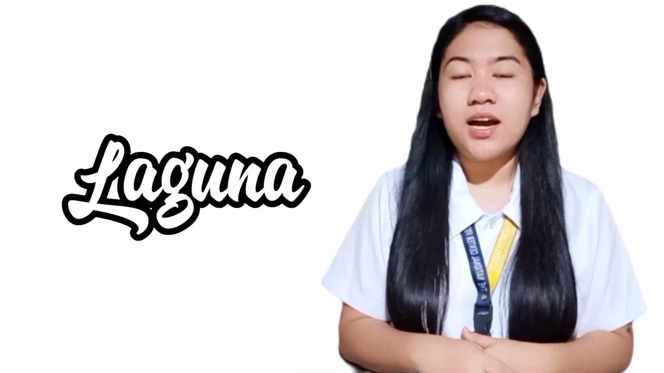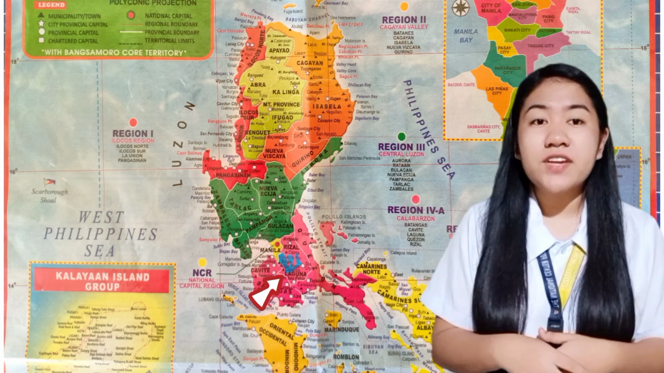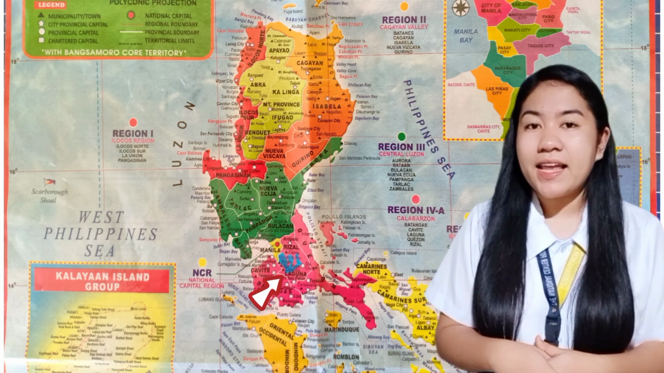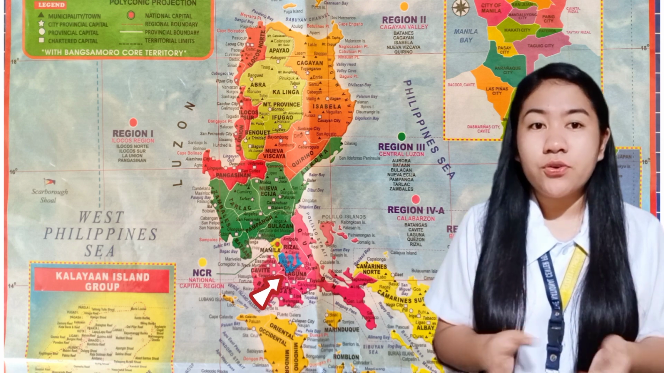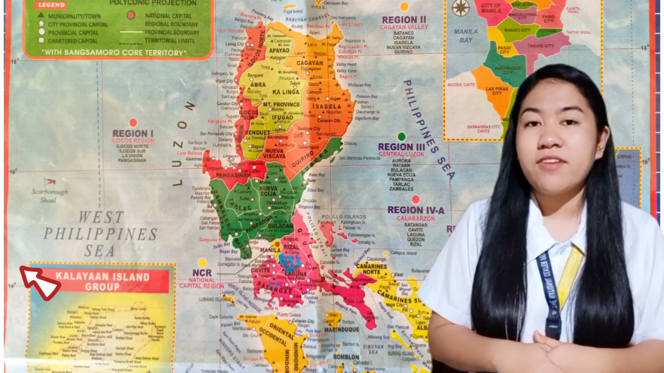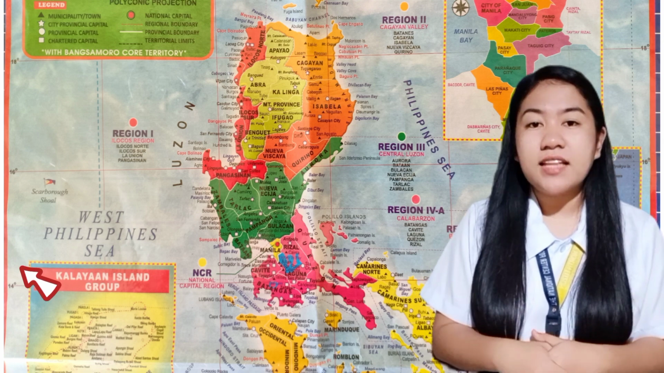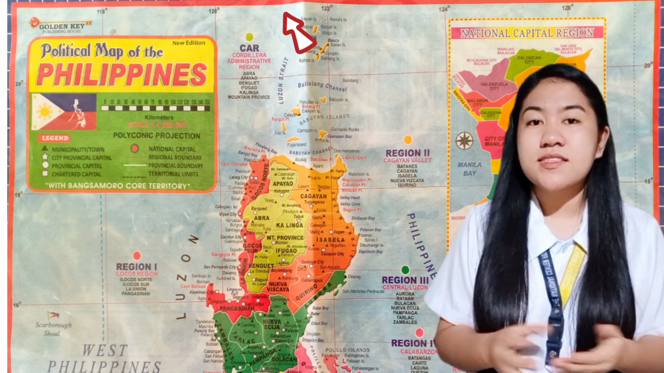Next is Laguna. Laguna is a province in the Philippines located in the Calabarzon region in the center of the island of Luzon. The capital is the municipality of Santa Cruz, and its absolute location is 14.1407 degrees north, which is the latitude, and 121.4692 degrees east, which is the longitude.